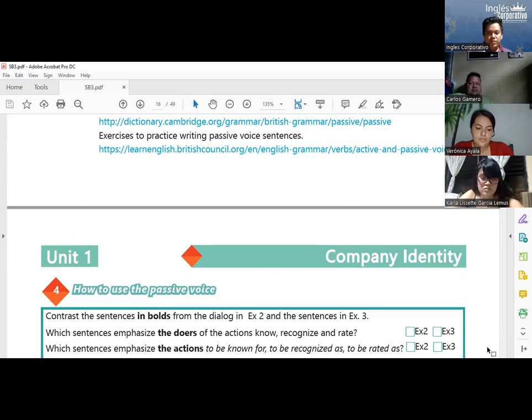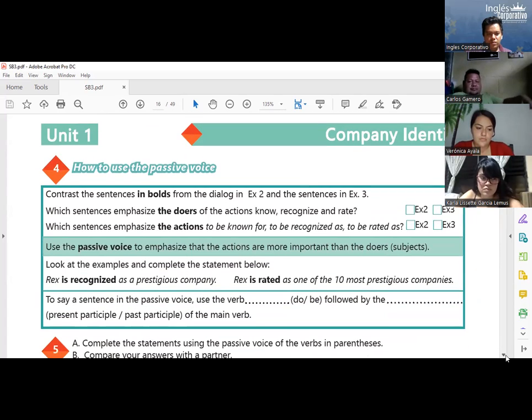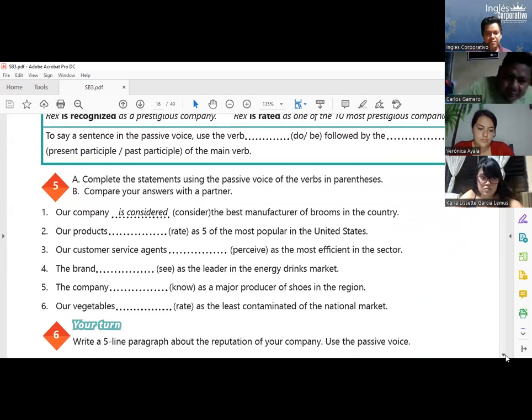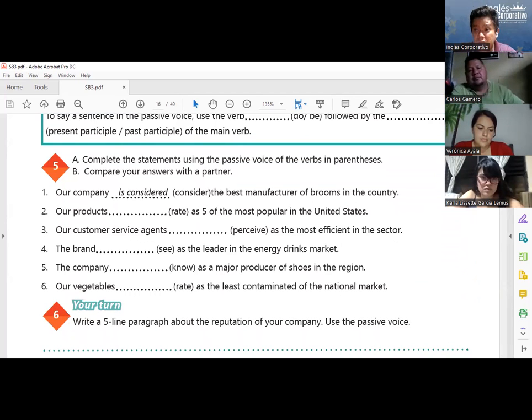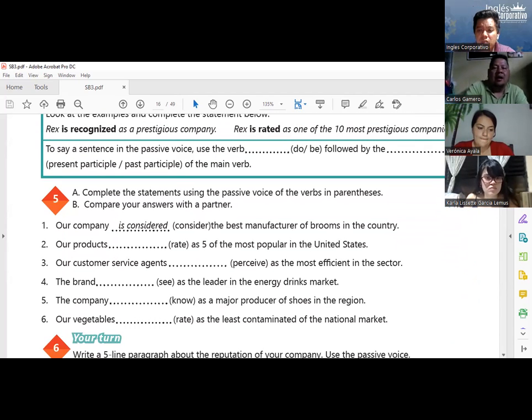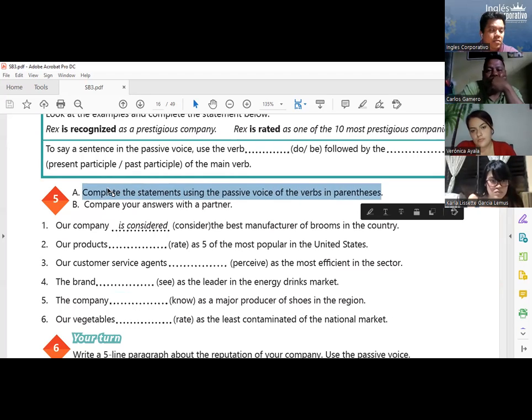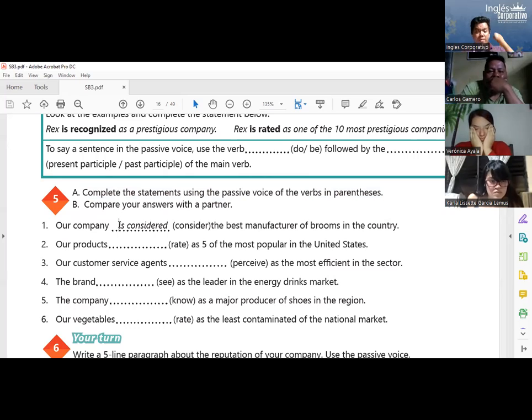let me see how to use passive voice. Yeah, I mean, it's basically the same thing that we have been doing. Es lo mismo que hemos estado haciendo, hemos estado desarrollando, solo que acá ya son oraciones un poco más completas. Dice, look at this. I'm just going to read the headline, okay? This, we're going to do it on Monday as a feedback. Complete the statements using the passive voice of the person in parentheses. Compare your answers with a partner, it says. Y vamos a leer una para que tengamos la idea de cómo lo vamos a hacer, ¿ok? Dice, our company is considered, all right, the best manufacturer of brooms in the country.